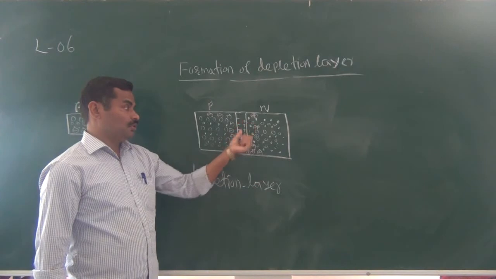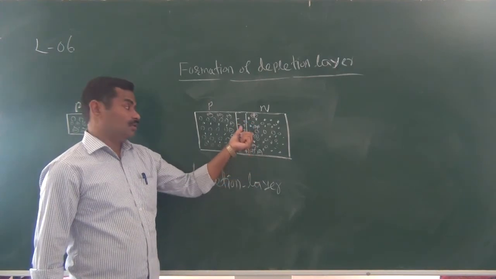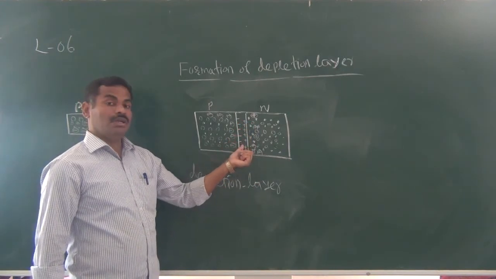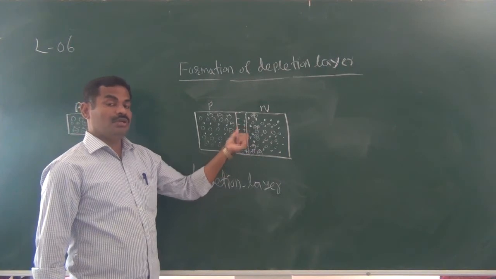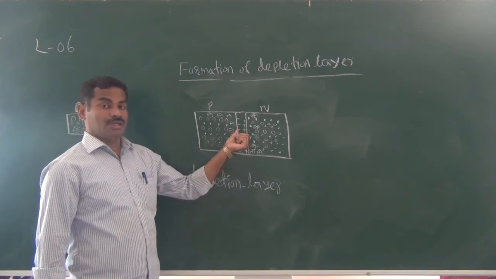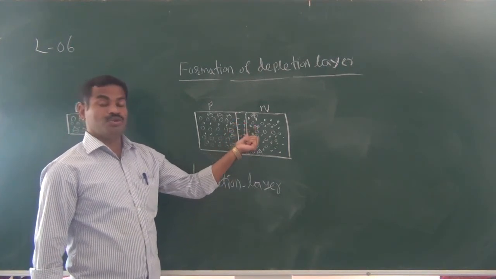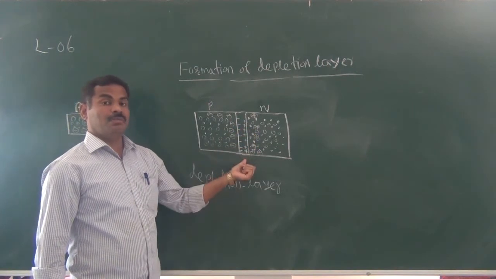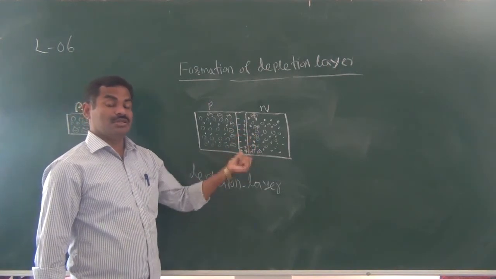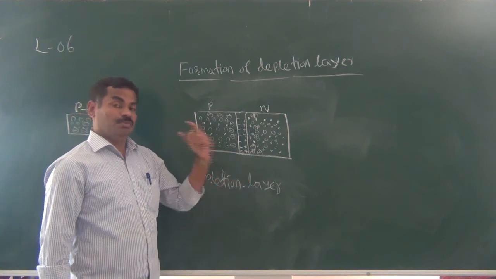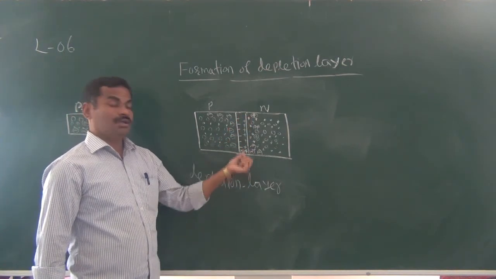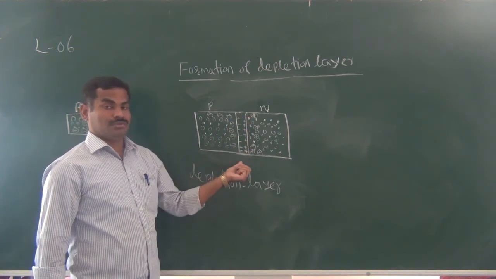But the important thing is, why is it called the depletion layer? Here you are not having any electrons, you are not having any holes. This layer only has the immovable ions. It may be negative ions or it may be positive ions. This layer is depleted of charge carriers. It means in this layer you are not having any electrons, you are not having any holes.